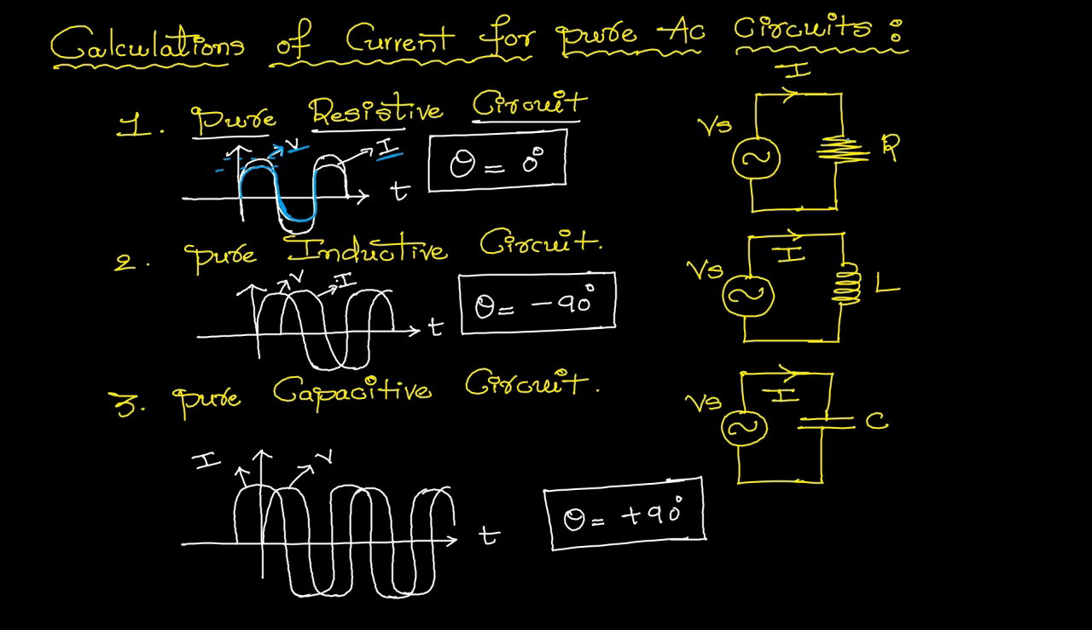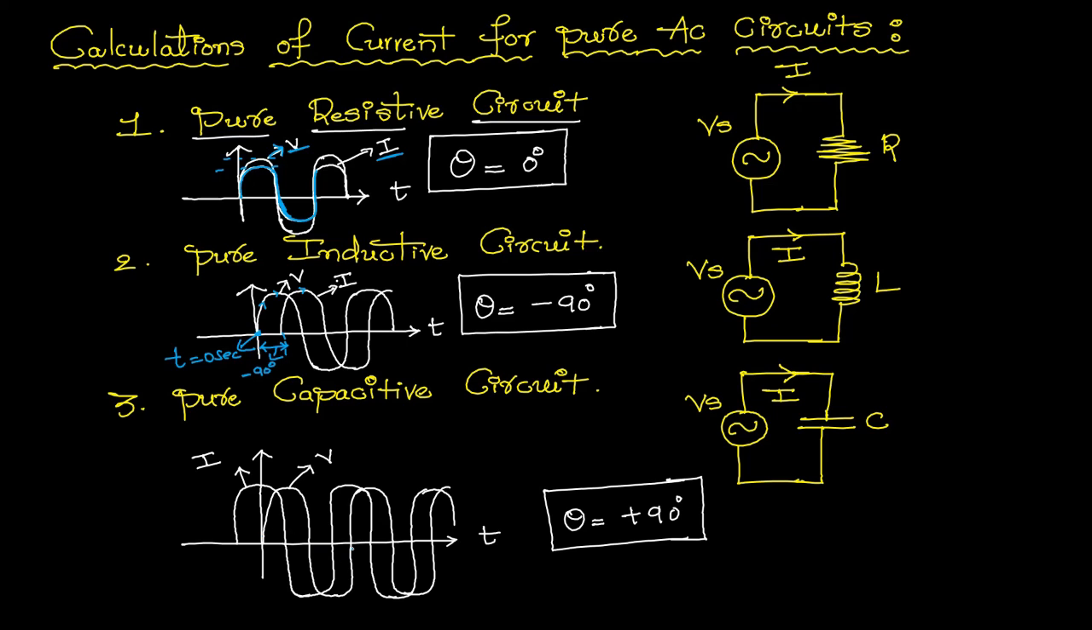So this is about the purely resistive circuit. Now coming to the purely inductive circuit, as per the property of an inductor, it does not allow sudden changes in current. For example, this is time t equal to 0 seconds. At t equal to 0 seconds, the voltage waveform starts like this. But you can observe that the current waveform starts exactly after 90 degrees. That is why the phase angle between voltage and current is 90 degrees, and the current lags the applied voltage by 90, so theta is equal to minus 90 degrees.